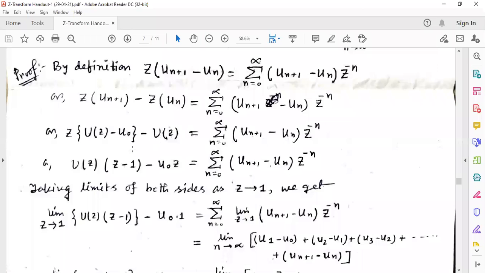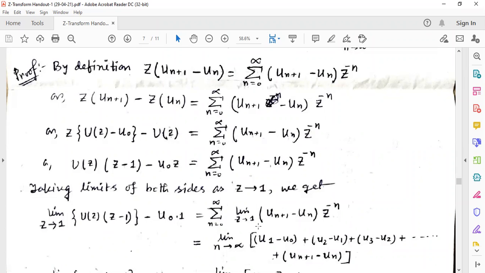So from these two, we can take common capital Uz. If we take common capital Uz from this one and last one, then within the bracket it will be coming z minus 1 minus u0 into z is equal to, it remains unchanged. Now taking the limit of both sides as z tends to 1. If we take the limit in both sides as z tends to 1, then the left hand side will be limit z tends to 1 Uz into z minus 1 minus u0 z, equal to 1, putting this value.